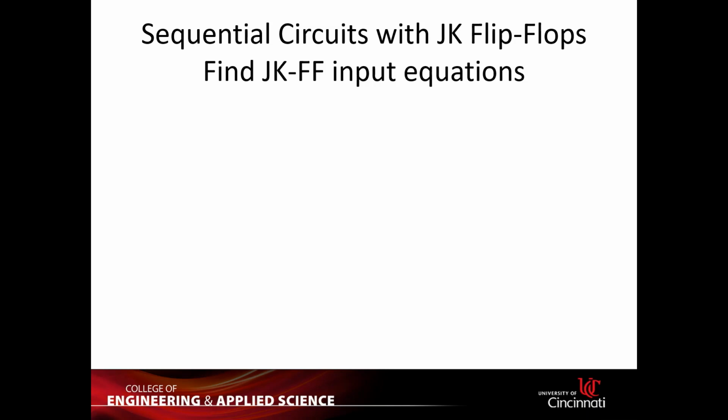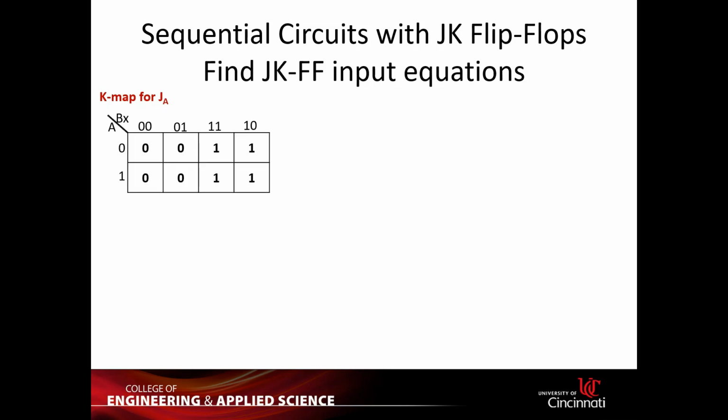Next, now you have the state table with the JK input columns on it. You need to find the JK flip-flop input equations. So from the previous table, you can make a K-map for JA first. Okay, so you can fill out the K-map for JA and you can start grouping. You can obviously see this group right here. The term is going to be B. So you have the equation JA equal B.